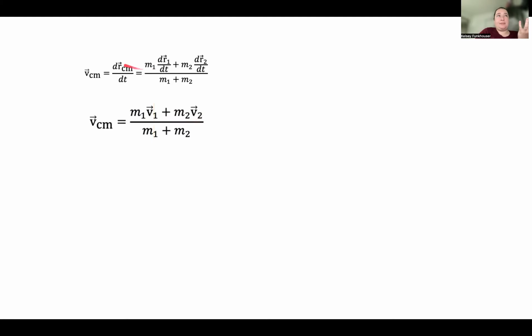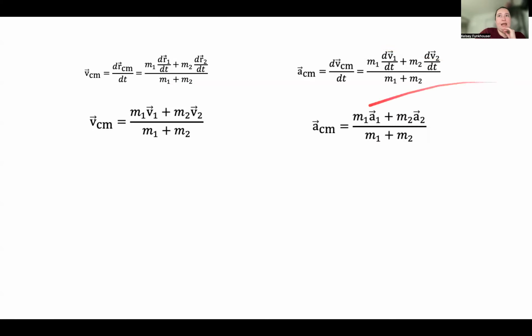We can do this same thing to find the acceleration. Take the time derivative of the velocity here, and we get the same relationship again: mass 1 times acceleration 1 plus mass 2 times acceleration 2, divided by the sum of the masses. But mass times acceleration, from Newton's second law, is force. So we can actually rearrange this equation to relate the net force on the center of mass and the net force on each mass.